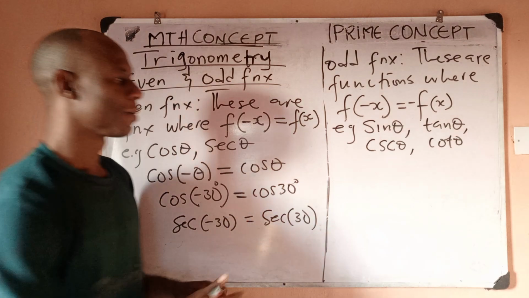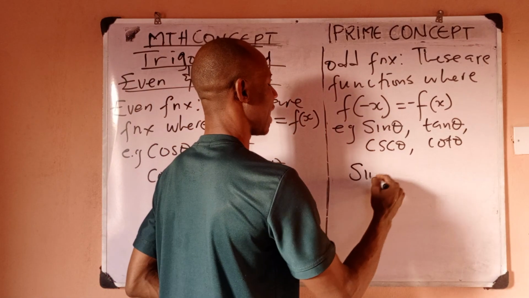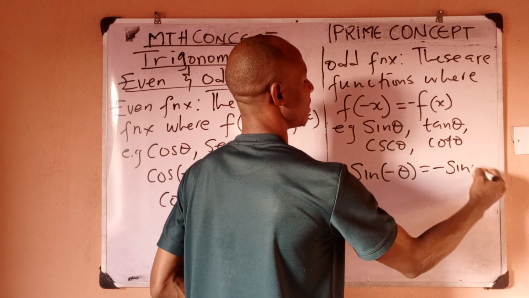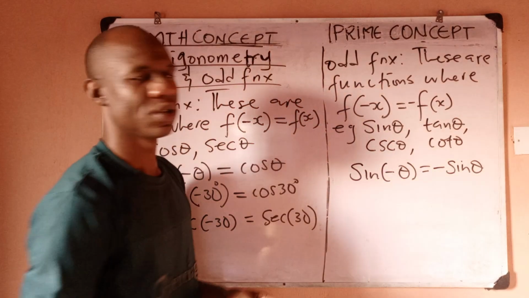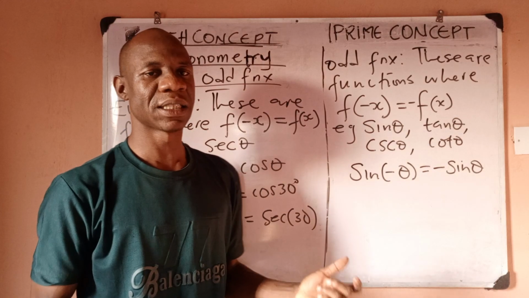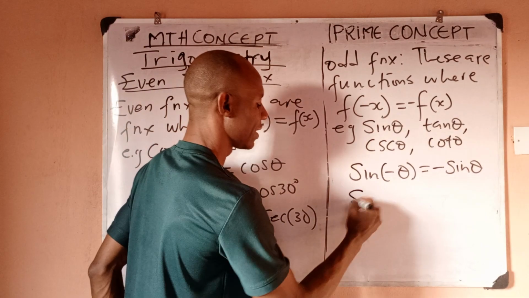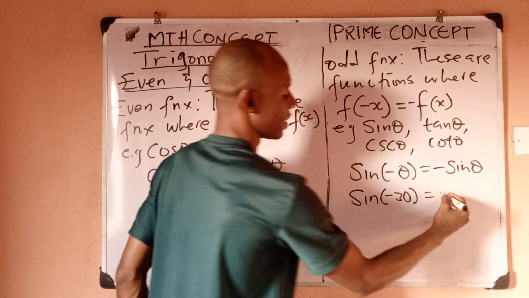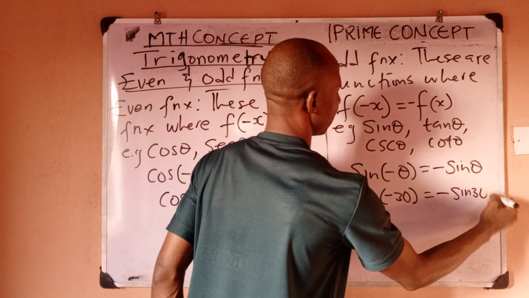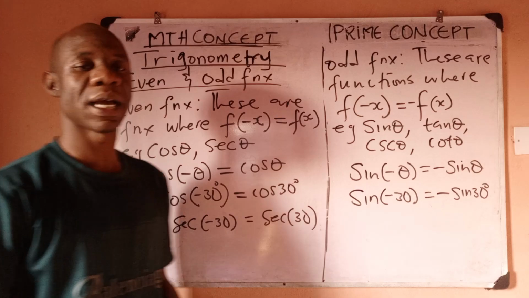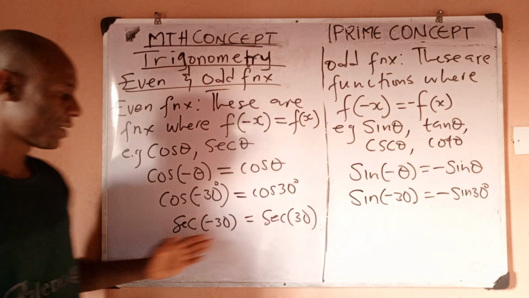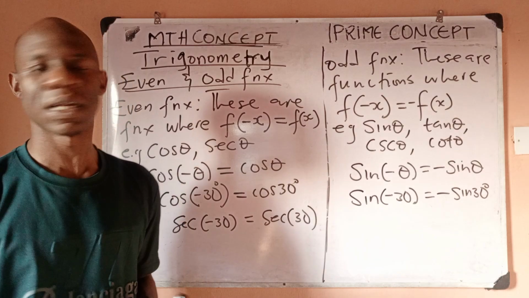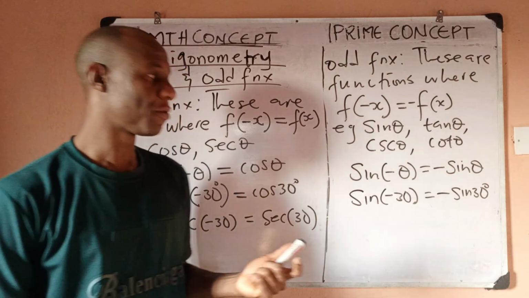So what does it mean? It simply means that if I have sine of negative theta, this is the same thing as negative sine theta. So the negative would reflect outside that trig function. So when I say sine negative 30, this will be the same thing as negative sine 30. I just have to bring out the minus. So that is how it works. You can see the difference between this and this. I believe that difference is very clear to you.